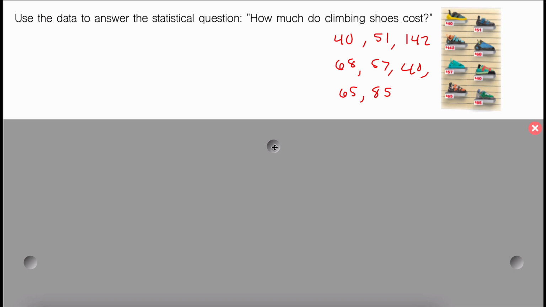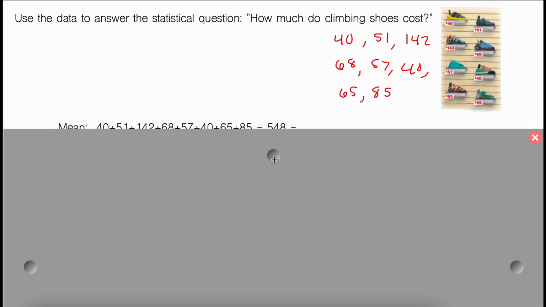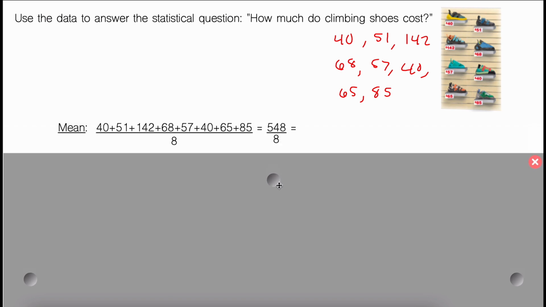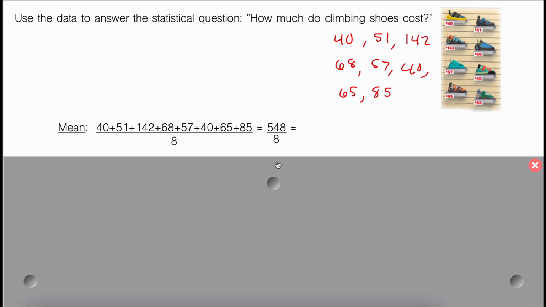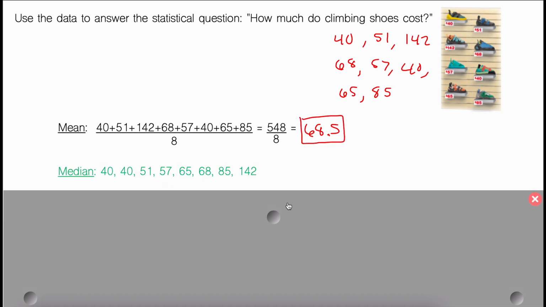All right, let's see how you did. I'm getting for my mean, I'm showing the work. I added all the numbers in the set. I divided by 8 because there are 8 pairs of shoes, and if you got 68.5 as the mean, you're in good shape. Number 2, the median, meaning the middle number.